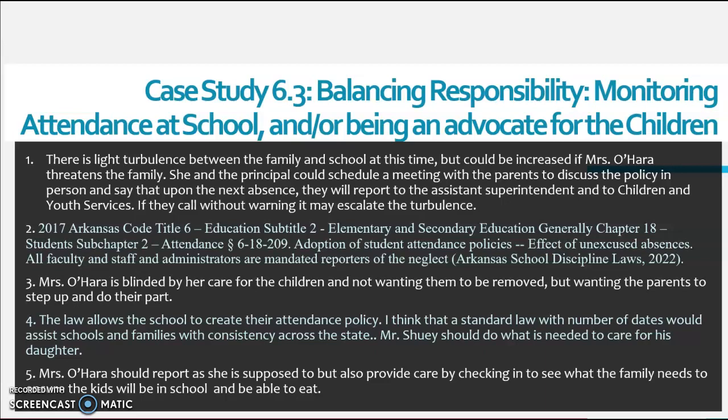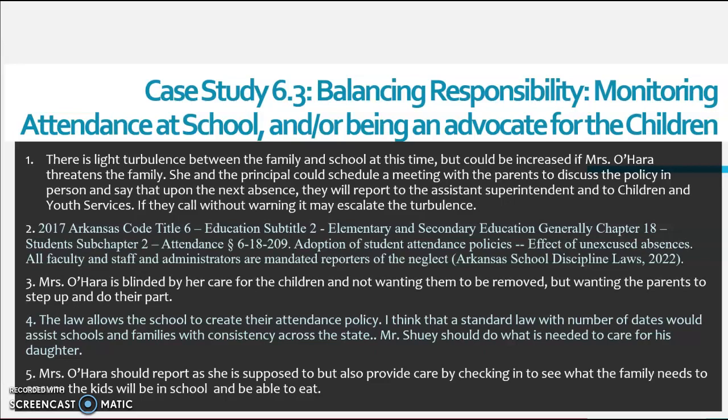The 2017 Arkansas Code Title VI, Education, Subtitle II, Elementary and Secondary Education Generally, Chapter 18, Students, Subchapter 2, Attendance, Code 6-18-209, Adoption of Student Attendance Policies, Effect of Unexcused Absences, is the law that covers attendance.